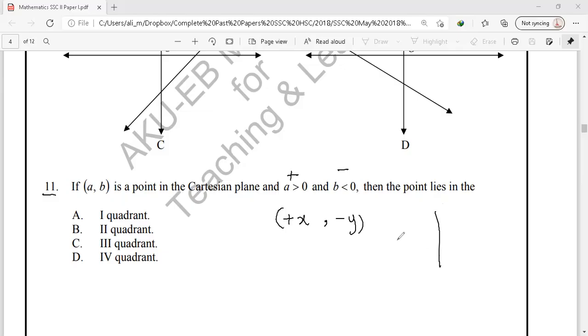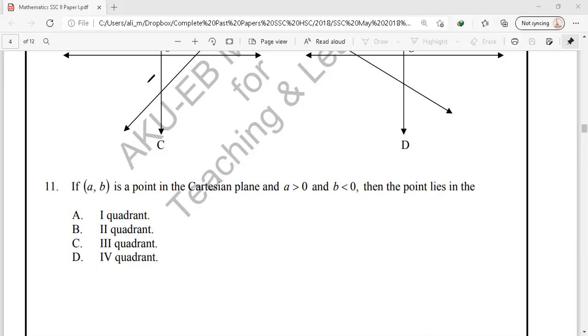So we know that we have four quadrants, one, two, three, and four. And positive x value and negative y value we have in this quadrant. This is the positive x axis and this is the negative y axis. So this point lies in the fourth quadrant. So for question number 11, the correct answer is option D.